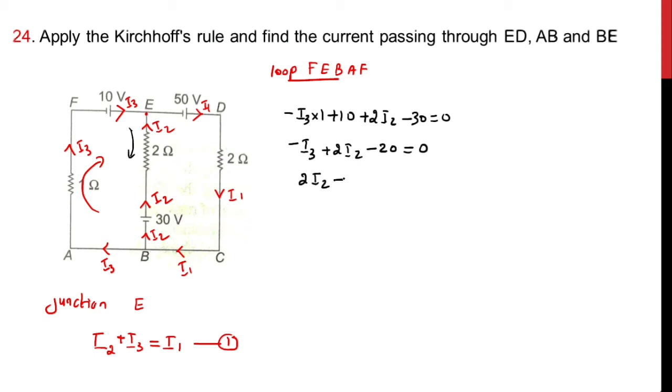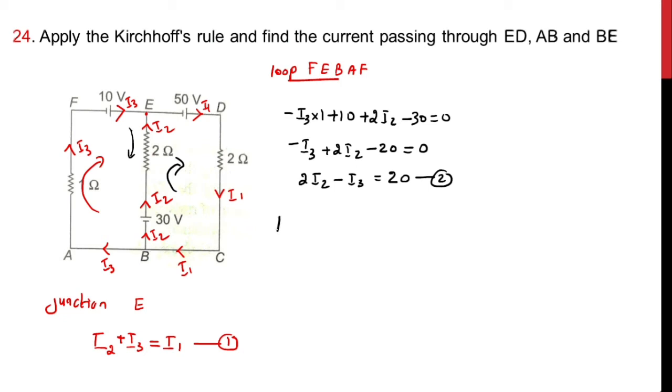2I2 minus I3 is equal to 20. You can write this as equation number 2. Now take the next loop. What is the next loop? Consider the loop EDCBE, and also you can consider this in a clockwise direction as a sign convention.